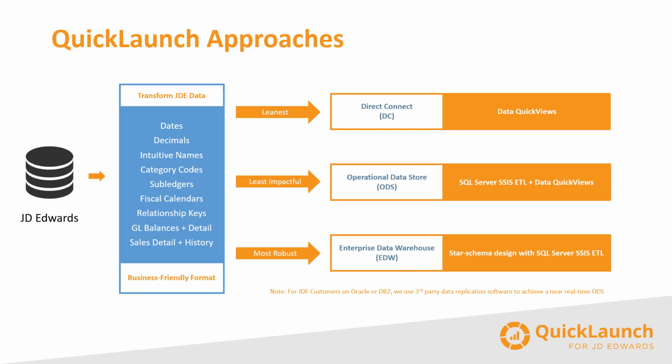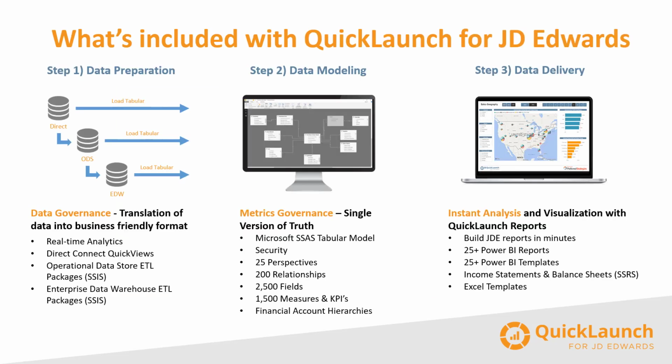The Operational Data Store is potentially a little less impactful, in that we just mirror or replicate JD Edwards data to another database, and then we put the views on top of that. The third option is the Enterprise Data Warehouse, where we have a full-fledged star schema data warehouse. If there are any data warehousing people watching this, we follow a Ralph Kimball type star schema model and methodology, with all the best practices around surrogate keys, conformed dimensions, and so on. Those are the three different approaches we have for QuickLaunch.